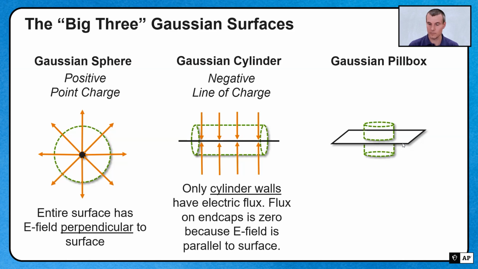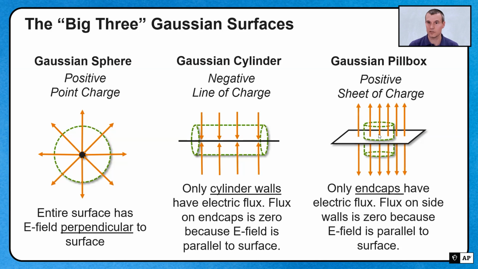Lastly, we have the Gaussian pillbox, and this is going to be of a positive sheet of charge. We're going to have these E field lines going up and back down again. Sure enough, we see in this case that it's the end caps that have the flux going through it, but it's the sides that are parallel. So this is the key difference between the Gaussian cylinder versus that Gaussian pillbox.